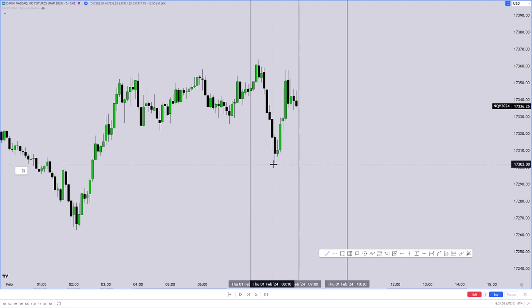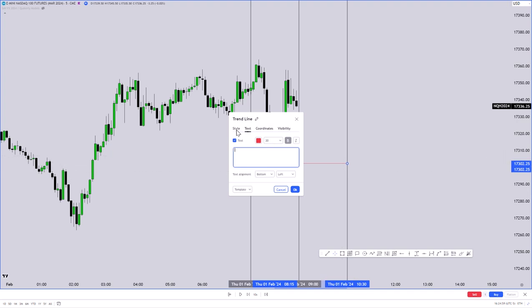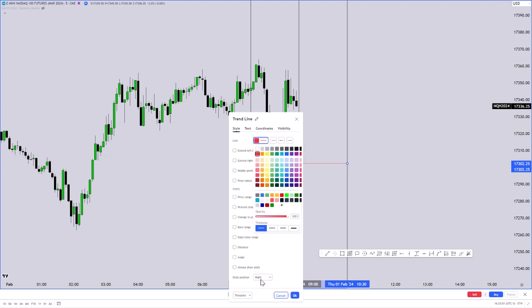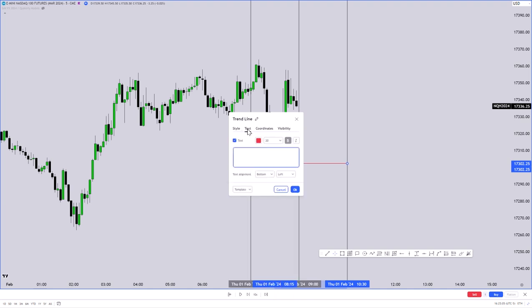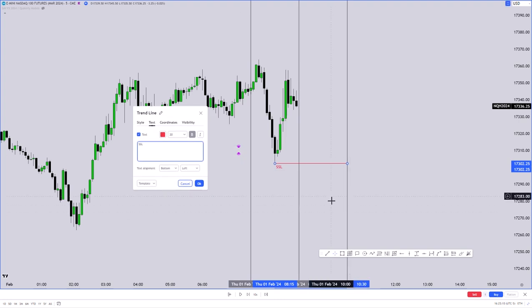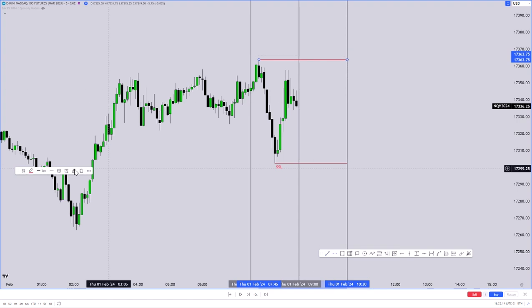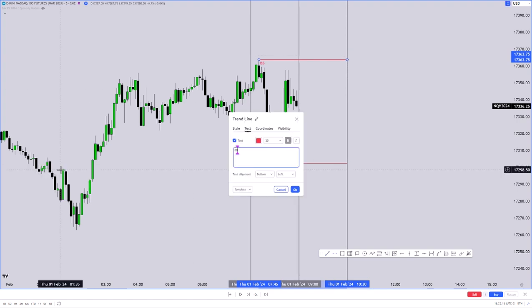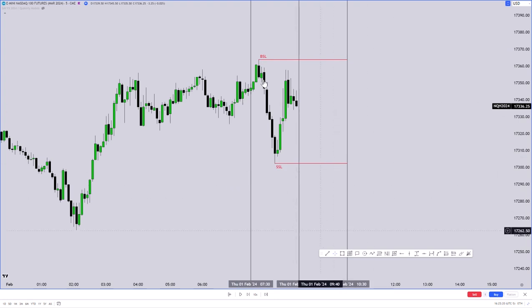So what do we do? We identify its high and its low. This would be sell side liquidity. Can you see that? Then the high would be buy side liquidity. So these are the two ranges, our dealing ranges.